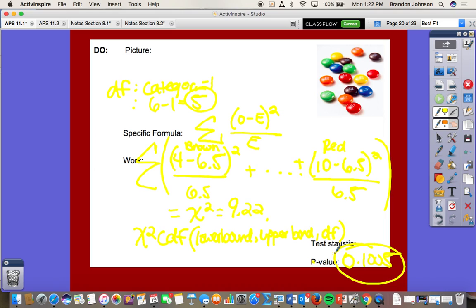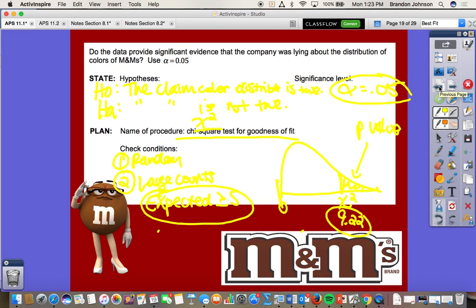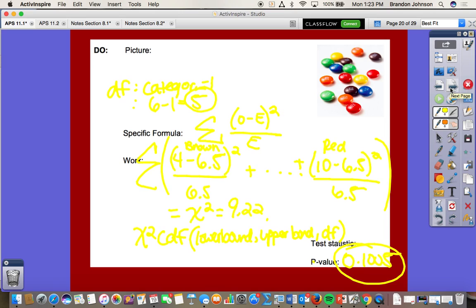What is lower bound and upper? Good question. When you go to the lower bound, your lower bound would be your 9.22 chi-square value. And what's cool about this is everything we're doing is on the tail. So you're going to look from 9.22 to 99999, and then comma your degrees of freedom. Does that make sense? That's why we have to find the test statistic here. Okay? I think that's it through here.